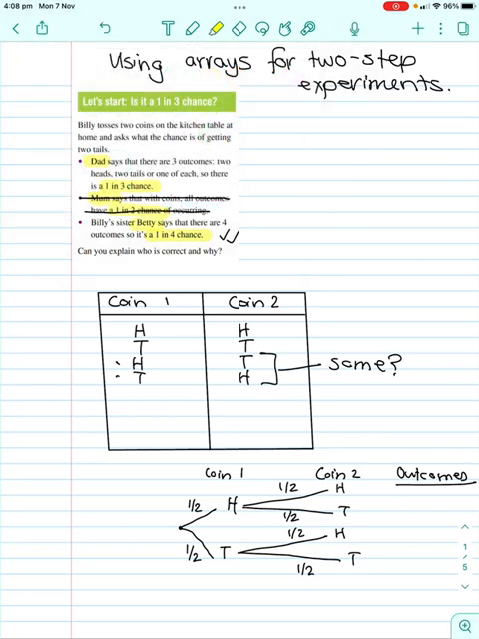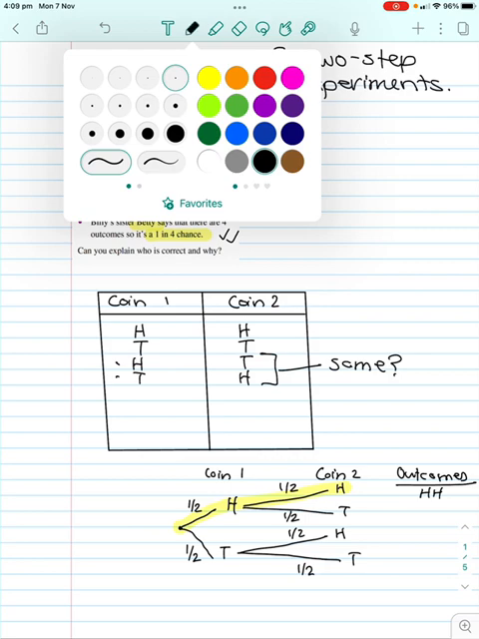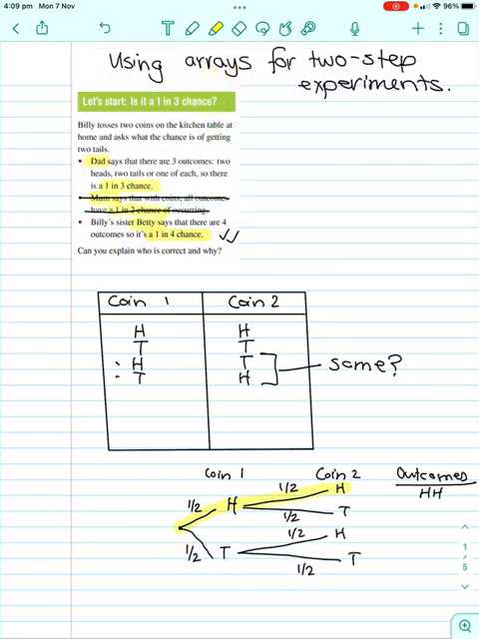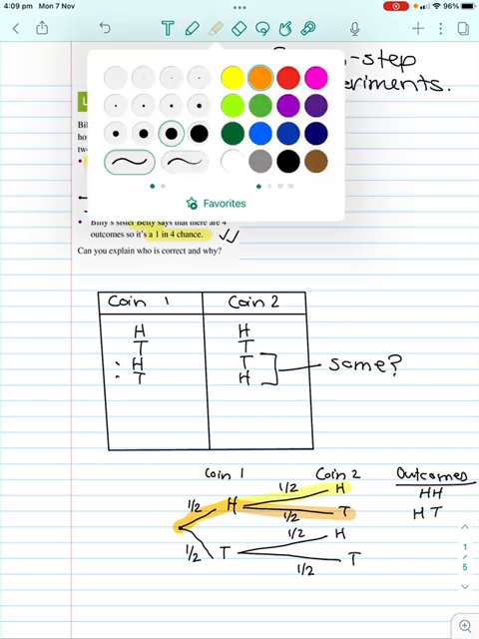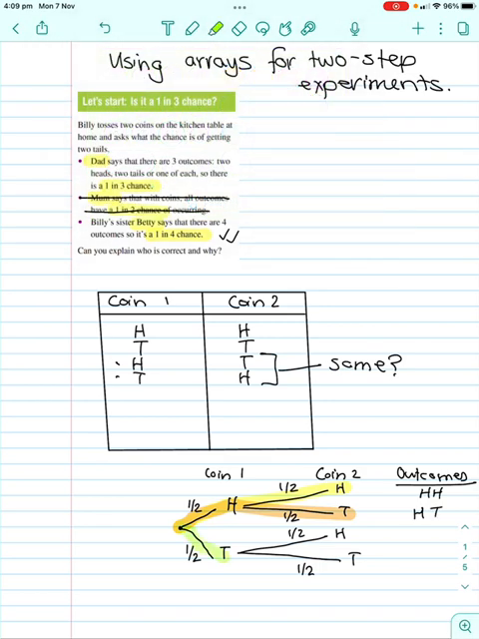I'll use a highlighter for this. So if we're looking at our first string, we start here, we get a head, and then we get another head. So our outcome would be head, head. I'll use a different color. We're now going to get a head, but then we get a tail. So it's going to be heads, tails. We're then going to go a tails and a head.